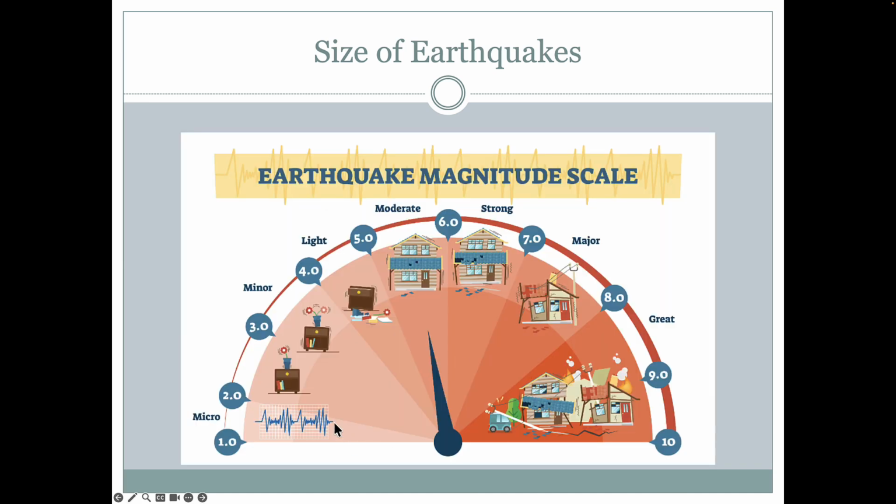And just to give an idea, at first only seismographs can feel the energy between 1 and 2. Then things in people's houses start shaking or falling off the shelves. Then entire structures start shaking. And then when we get into these major ones, that's where entire structures become damaged.